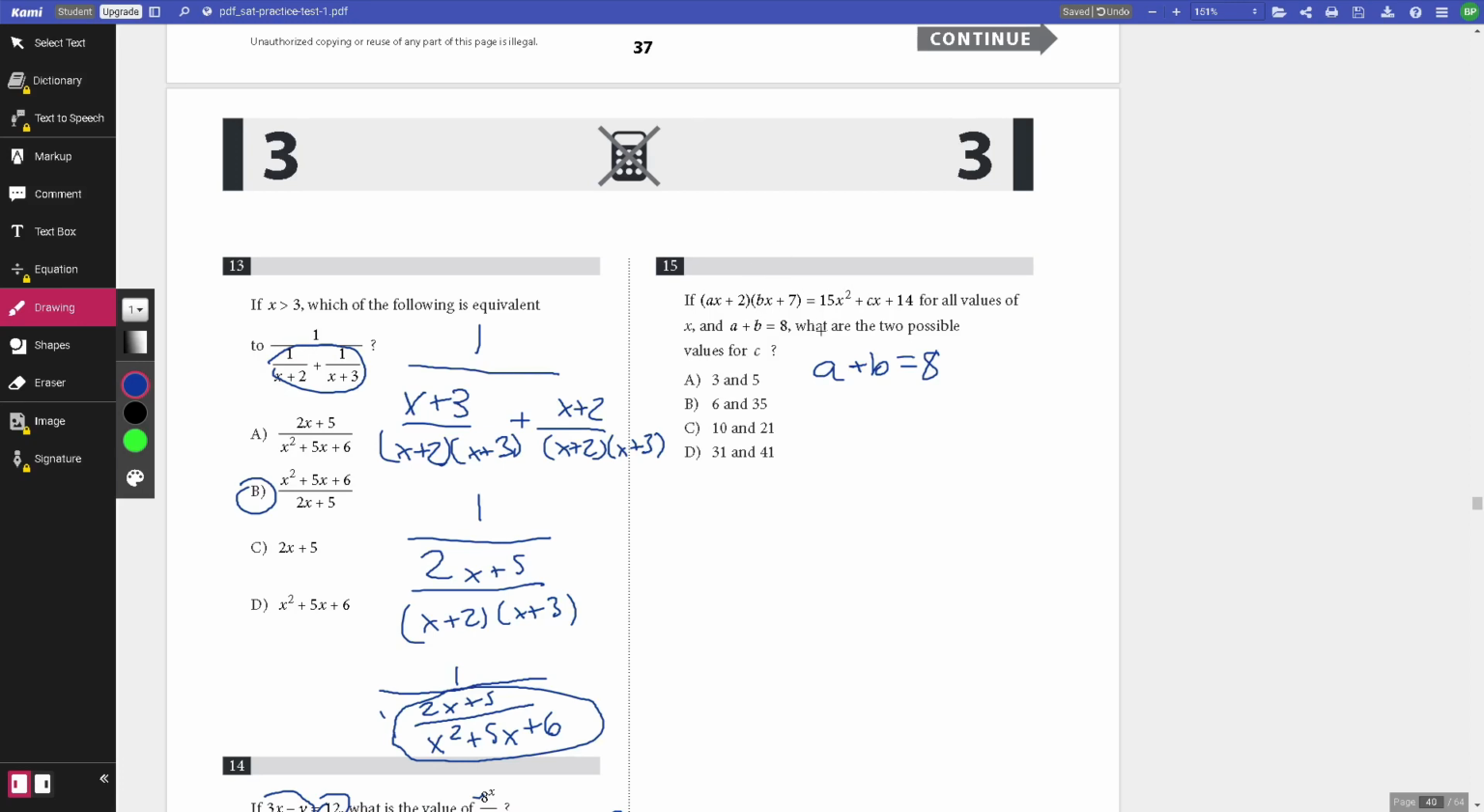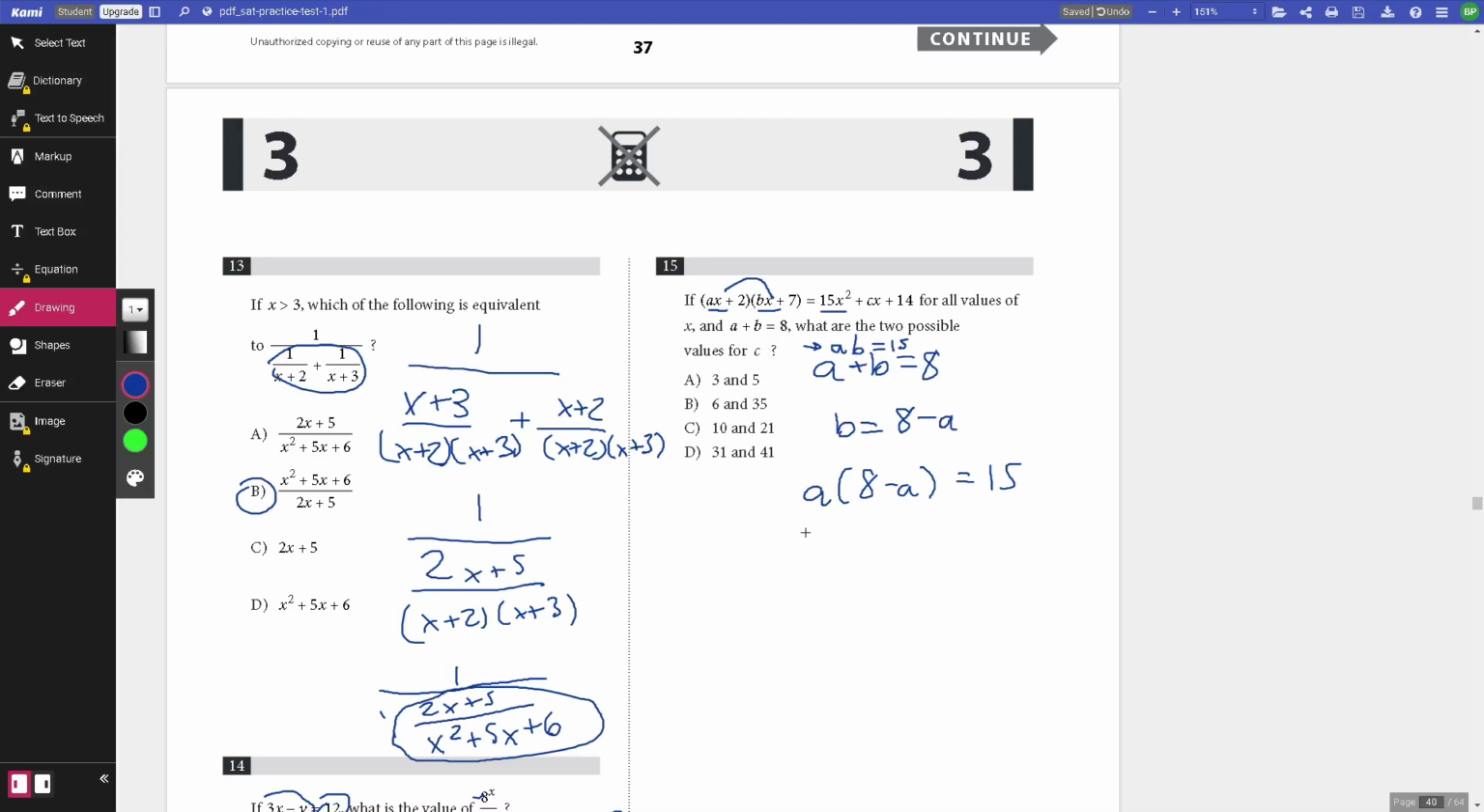So when you distribute these two, ax times bx is equal to this term. So we can say that ab is equal to 15. Now we substitute the equations. b can be rewritten as 8 minus a. So when you substitute it into the first equation here, you can say a(8 - a) = 15.